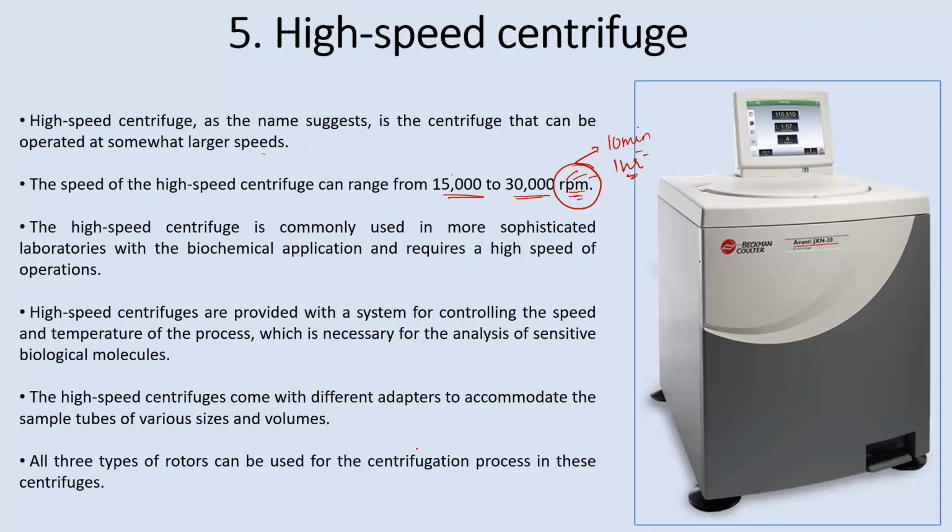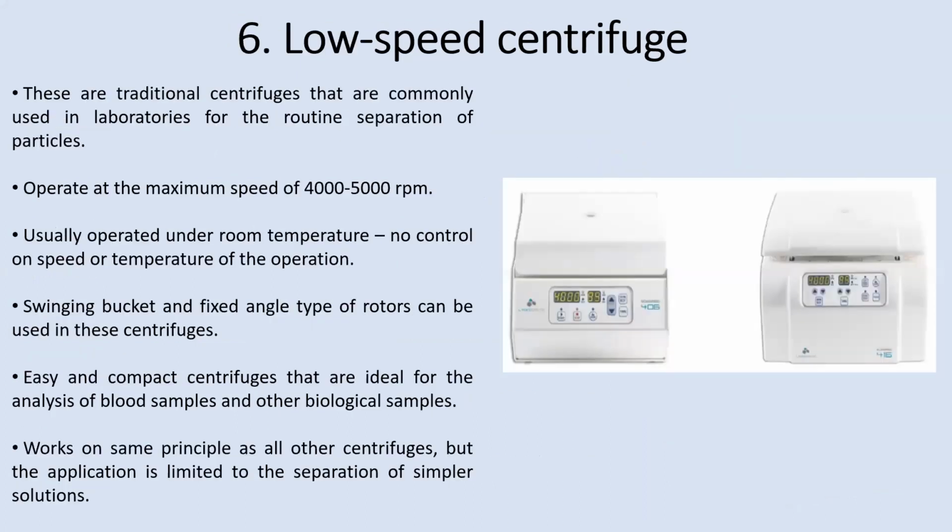So which are the 3 types of rotors that we saw? The first one was the fixed angle, the second one was the swinging bucket, and the third one was the vertical rotor. All 3 types of rotors can fit in this particular high-speed centrifuge. Then there are low-speed centrifuges, which are again used in laboratories for routine normal separation, not very specific, but they also occupy a small space in the laboratory.